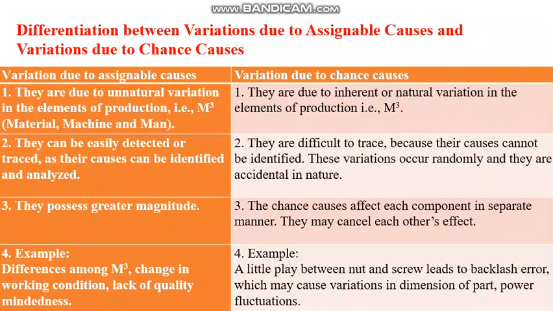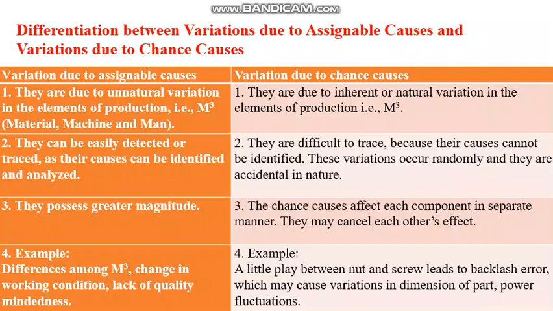In these elements of production, some unnatural variation is coming, because of which the variations due to assignable causes are coming. Whereas chance causes are due to natural variation in the elements of production of M3, that is material, machine and man. Okay, then the second difference: they can be easily detected or traced.